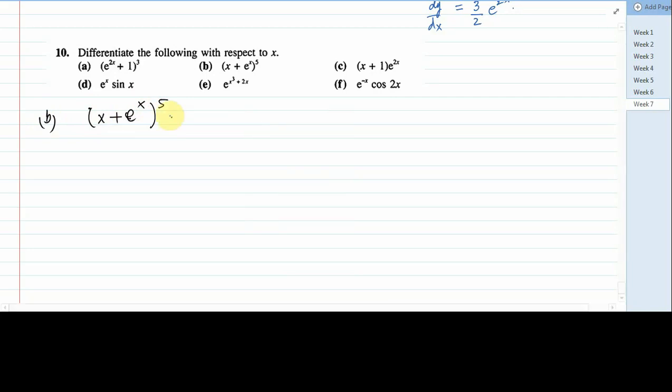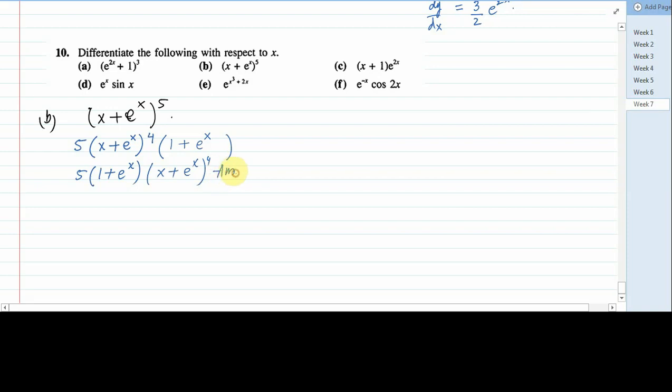So first we need to differentiate the power, and it will be 5. First we need to write down the power, then subtract 1 from the power, it will be 4. And now we need to differentiate the function which has power. So the derivative of x is 1. The derivative of e to the power x will be e to the power x. Alright. So now the final answer is 5, 1 plus e to the power x, and x plus e to the power x with the whole power 4. So that is your answer.